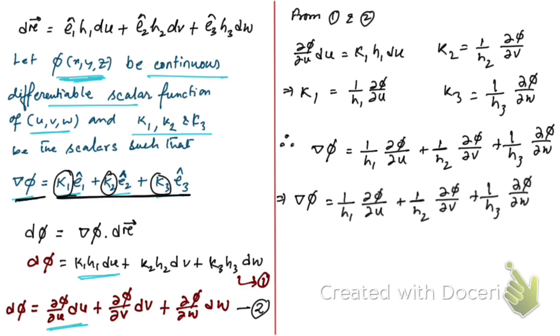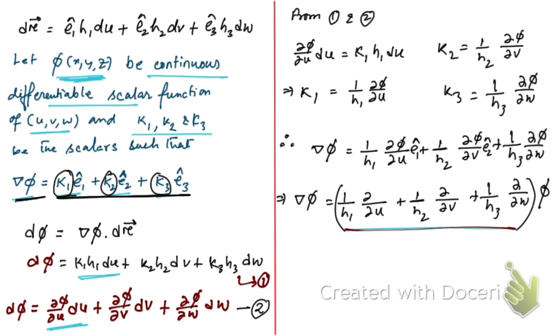Okay, so we can write this is equal to this whole thing operating on phi, we can write this way, right? And from here I have missed the e1 cap, e2 cap, and here it's supposed to be e3 cap. I have missed these unit tangent vectors. Similarly here also we should have e1 cap, e2 cap, and e3 cap.